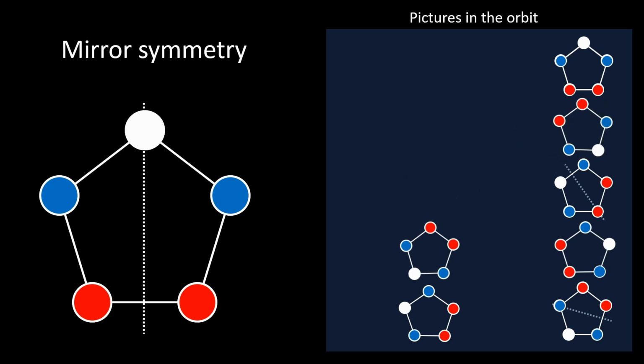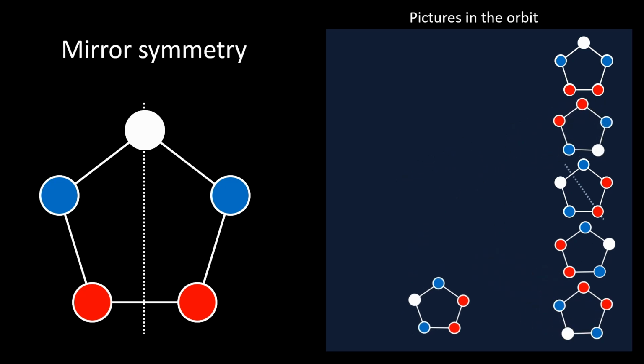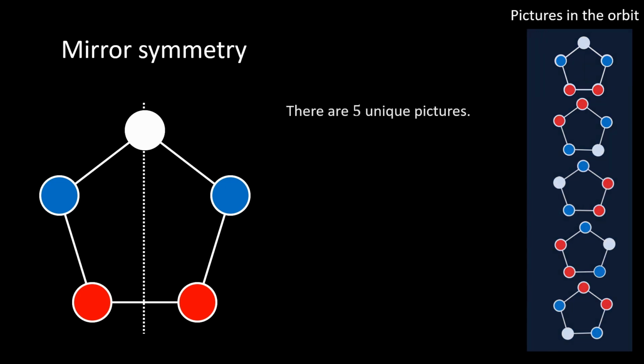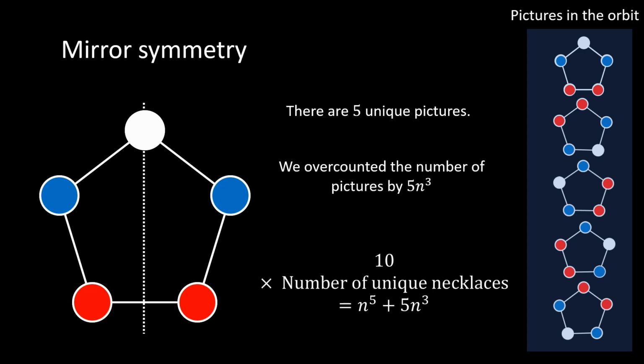So, the orbit of a mirror symmetric necklace only has 5 elements instead of 10. What does this mean? This means that in our original estimate, we overcounted the number of pictures produced. So we must add on the duplicate pictures, 5n cubed in total, to our answer for it to be correct. So we now have 10 times the number of unique necklaces is n to the 5 plus 5n cubed.